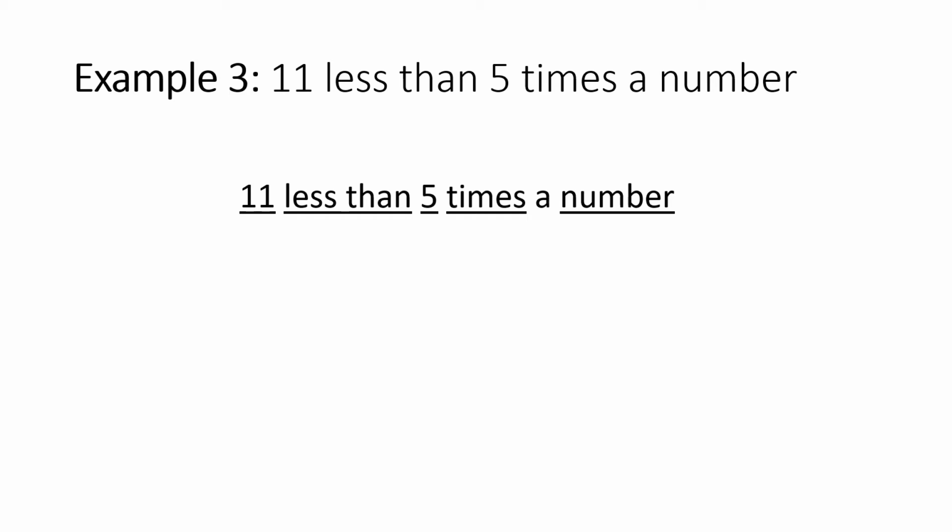Example 3, 11 less than 5 times a number. Here I'm going to underline all of the important pieces, and then I'm going to do the translation for each piece. In this example, I do have that less than. That was that special situation that I talked about earlier in the video, and so here is that example. 11 is just going to translate to 11. Less than represents subtraction. 5 is just going to be 5. Times represents multiplication, so I'm going to put a dot, and then number is just going to be x.